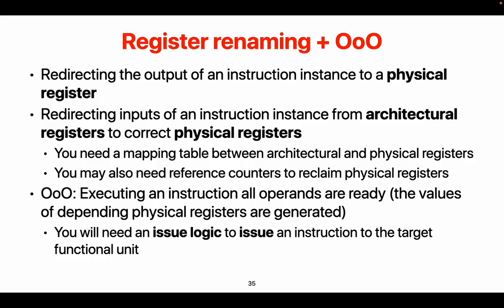So here's the concept of register renaming. As you can hear, register renaming. The core concept is that for each instruction instance, I redirect their output to a physical register. So here we are introducing a new abstraction called architectural registers and physical registers. Sometimes architectural registers are also called virtual registers. So now you have a lot of virtual and physical abstraction, right?